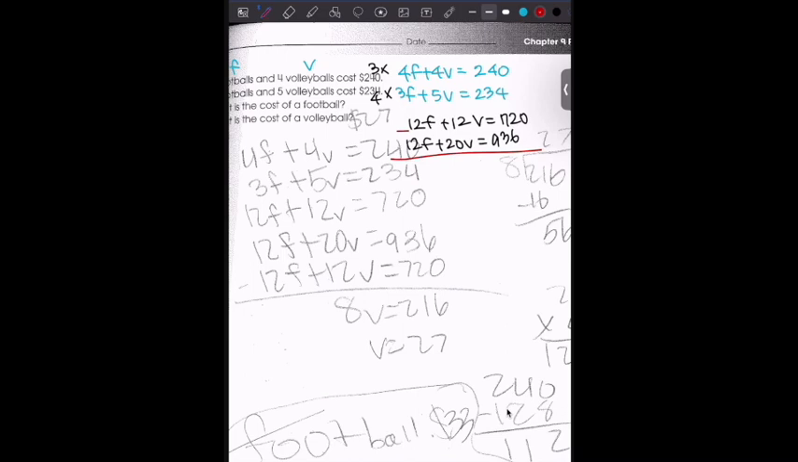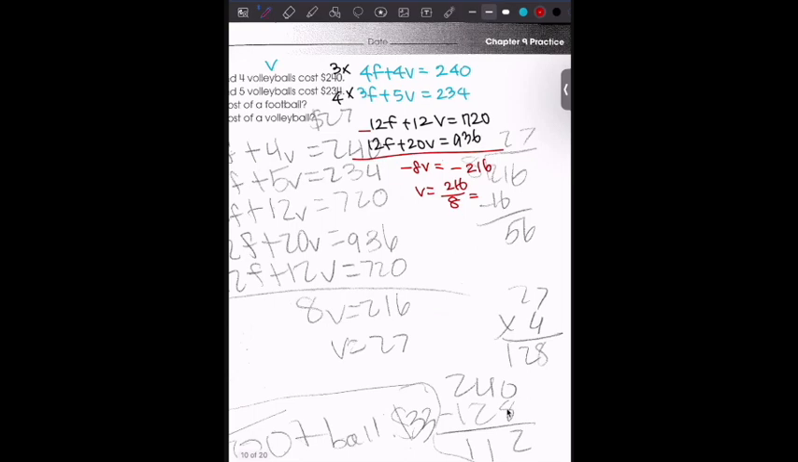And so to eliminate the variable F, we're going to subtract, and that gives us negative 8V equals negative 216. So V is equal to 216 divided by 8. And so V is going to be 27. Since V is 27, we can now plug that into any of the equations above to find F.